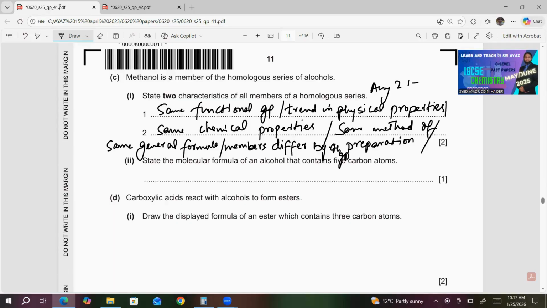State the molecular formula of an alcohol that contains 5 carbon atoms. The general formula of alcohol is CnH2n+1OH. Putting the value of 5 in this formula, what you will get? C5H2 multiplied by 5, 10. 10 plus 1 is 11. C5H11OH. Or you can even write C5H12O.